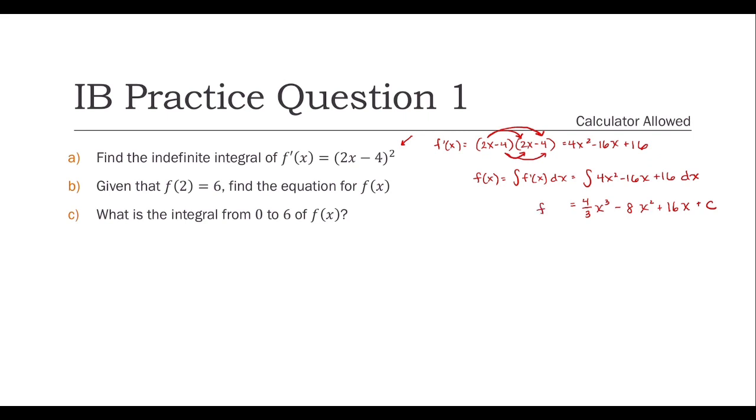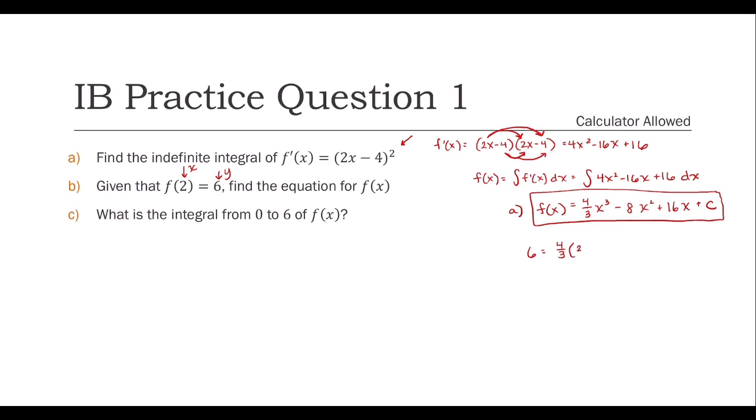So our indefinite integral would be f of x equals this. So that's our answer to part A. Part B says, given that f of 2 equals 6, find the equation for f of x. So f of 2 equals 6. So 6 equals 4/3. We're plugging in 2 for x, because this is our input, and then this is our output, so y.